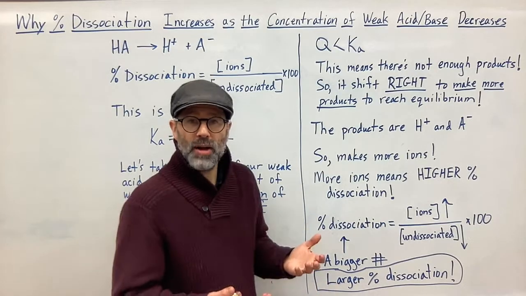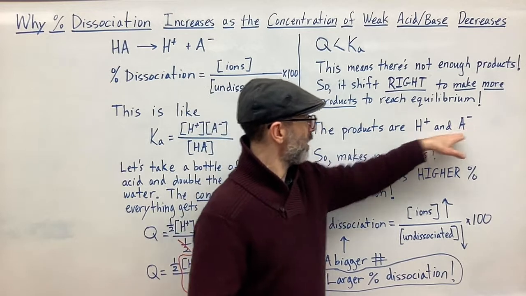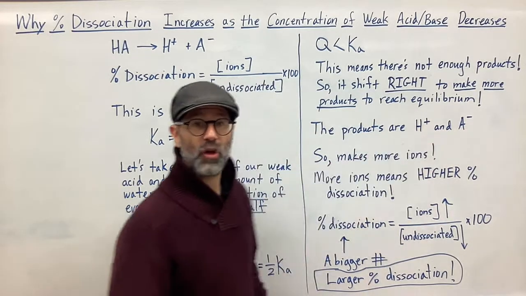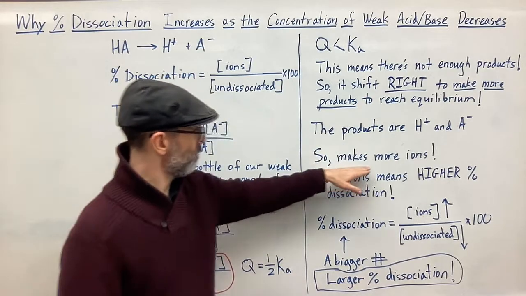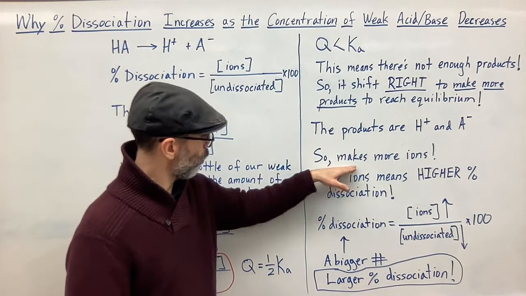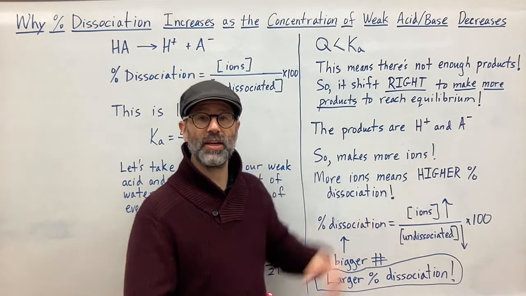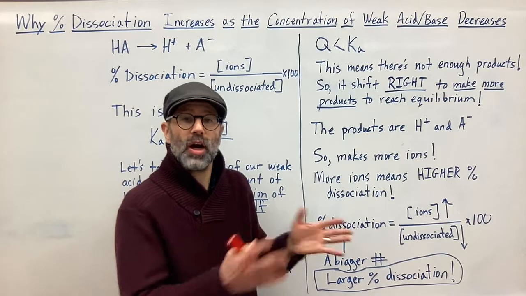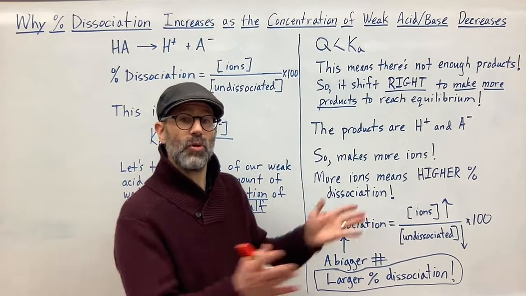Well, what are the products? The products, again, are H plus and A minus. Those are the ions. So we're making more ions. So here, making more ions means that we're going to have a higher percentage of dissociation. More of your HA, more of your weak acid is going to dissociate.